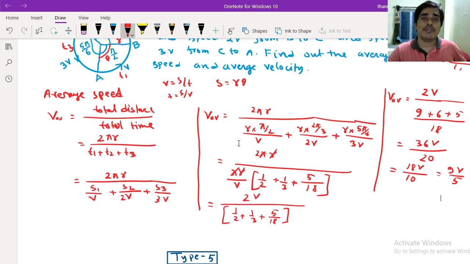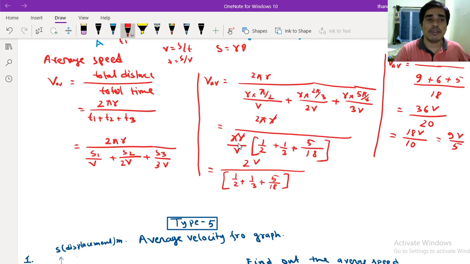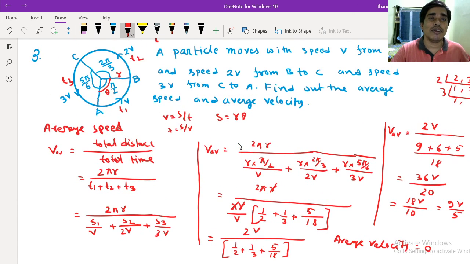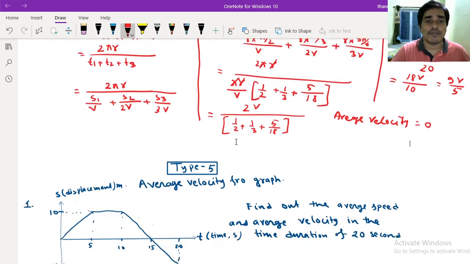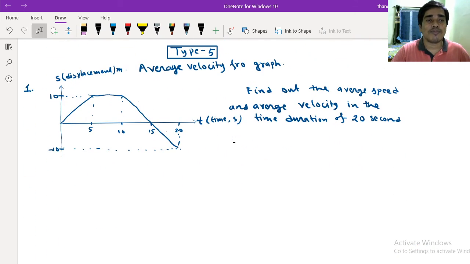Now average velocity will be 0. Average velocity will be 0 because total displacement is 0.